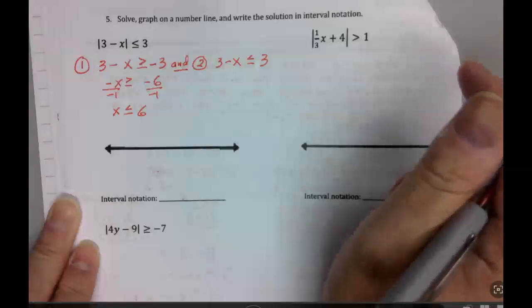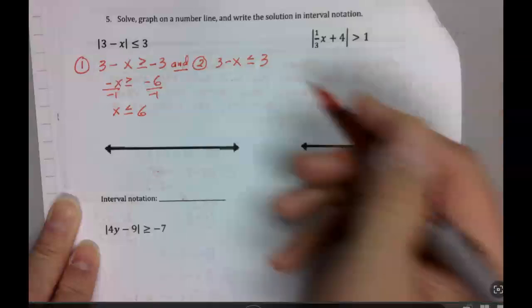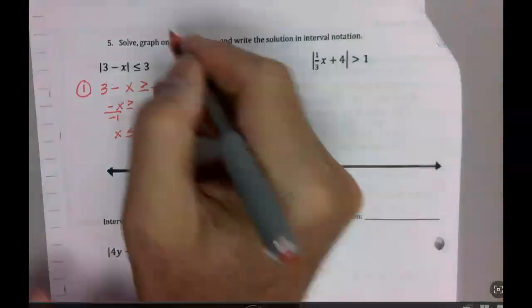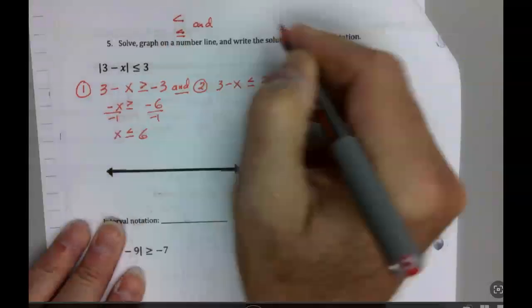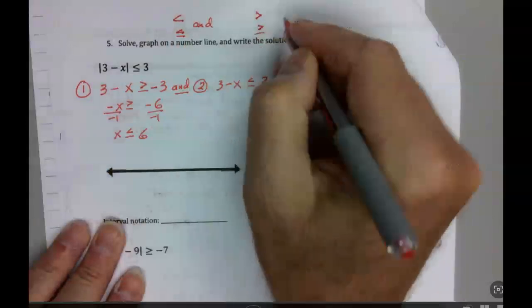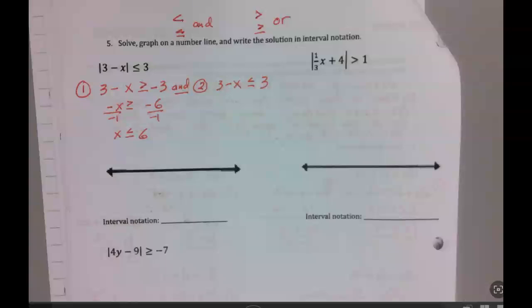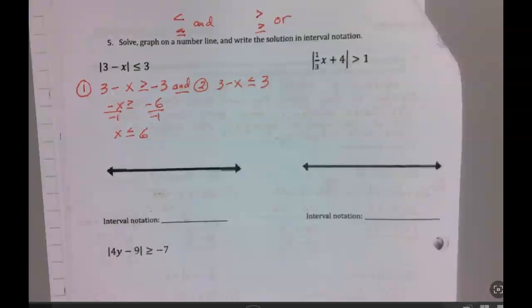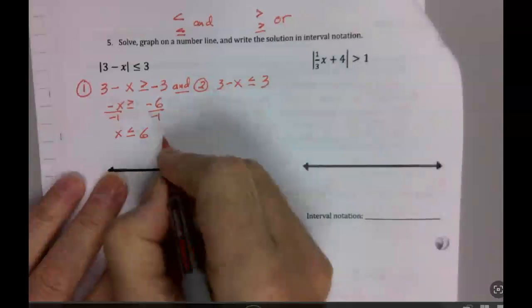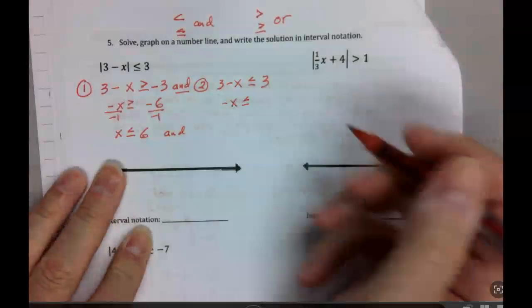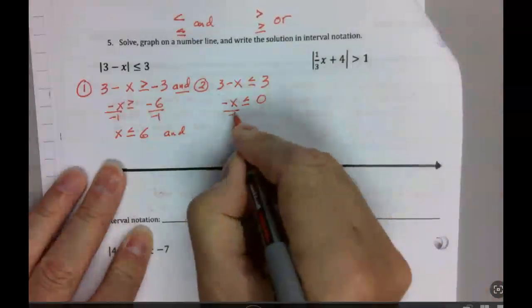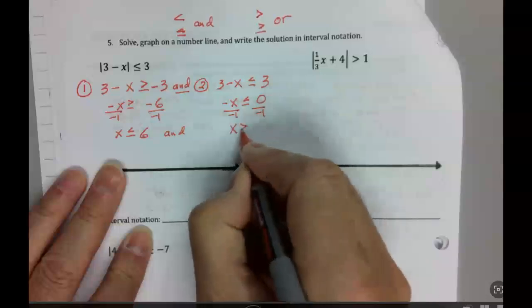If it's greater than or equal to, it's an or. Agreed? Let me put that up there for you just to make sure everybody knows what I'm talking about. If it's less than or equal to, it's an and. If it's greater than or equal to, it's an or. This one here, subtract 3. Divide by -1. And I have to reverse inequality.